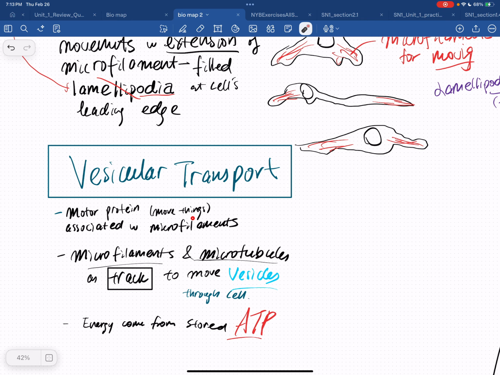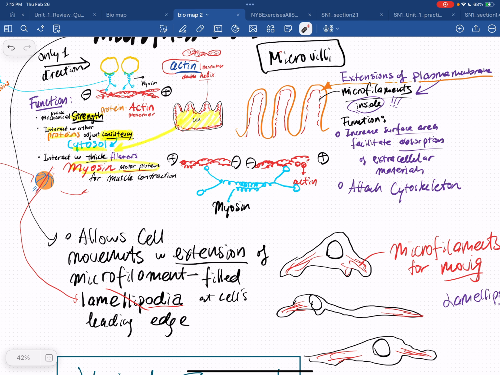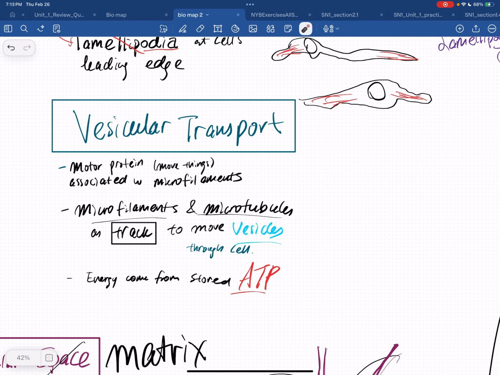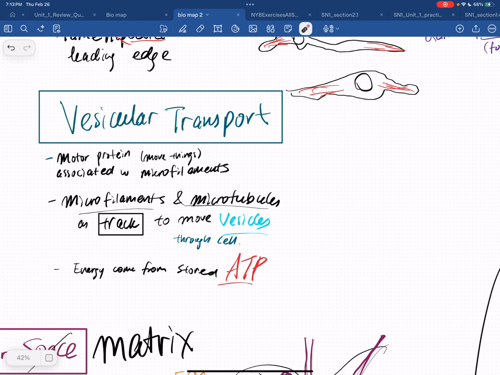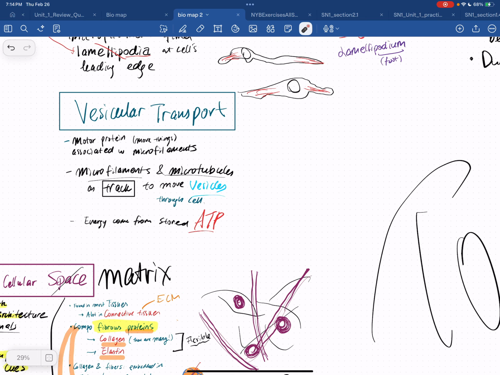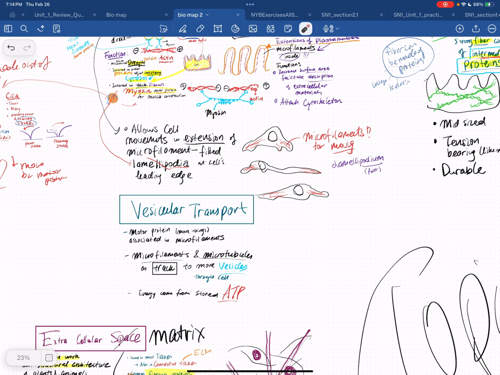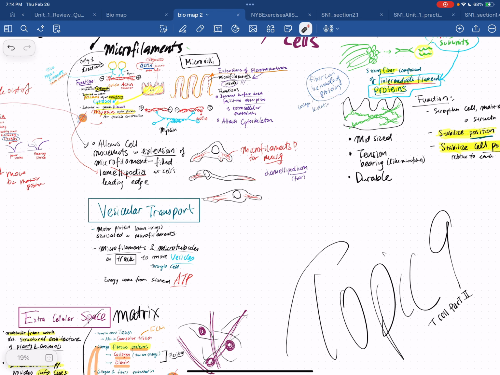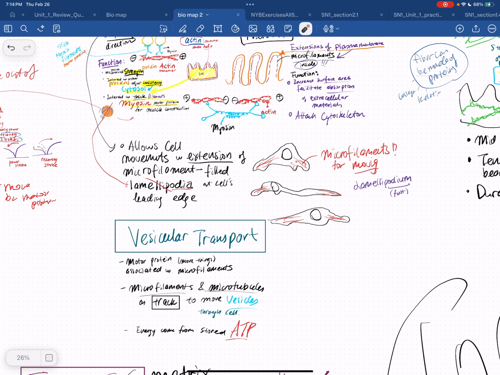Motor proteins are associated with microfilaments, such as myosin. Myosins are able to transport vesicles, but also contract the muscles, contract microfilaments. So microtubules and microfilaments are both tracks for moving vesicles throughout the cell. There are other filaments that are going to walk on top of it, and the vesicles are going to be transported, and energy comes from the stored ATP. So the energy required, who requires that energy?